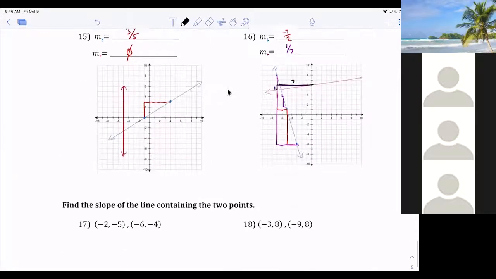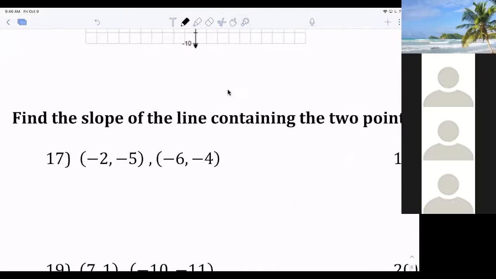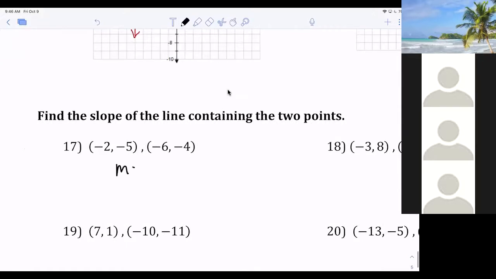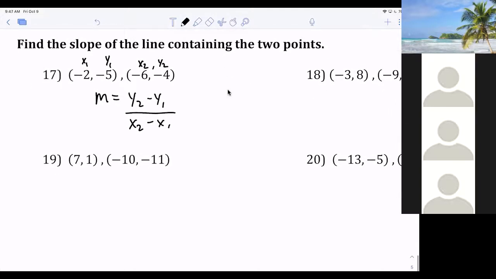Now find the slope of the line containing the 2 points. Obviously, I'm not going to draw the line every time I want you to calculate the slope. I prefer the formula. M equals y2 minus y1 over x2 minus x1. So here is x1. Here is y1. Here is x2, and here is y2. So all we're doing now is calculating the slope without the line. I use this formula. Remember, slope is a change, so it's easy to remember. I'm just subtracting.